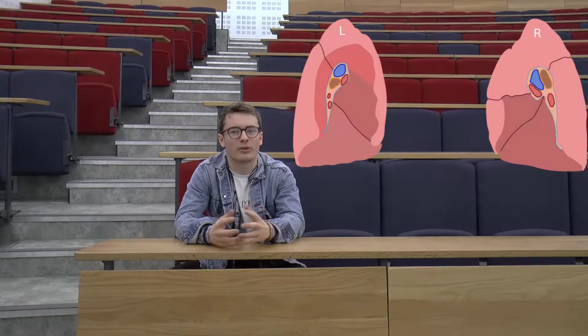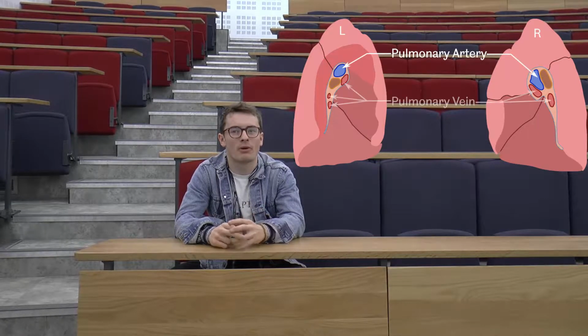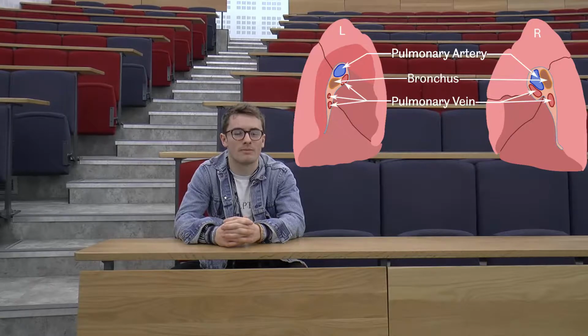The bronchi and blood vessels enter the lungs through the hilum. This is a depression on the mediastinal surface of the lungs, where the pulmonary artery, the two pulmonary veins and the bronchus also enter through the hilum.